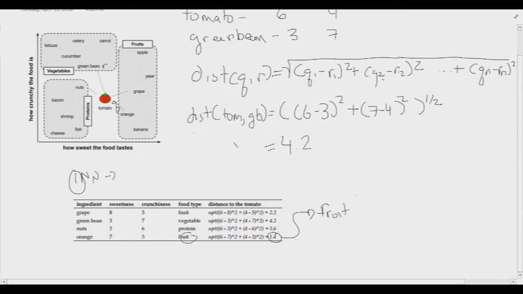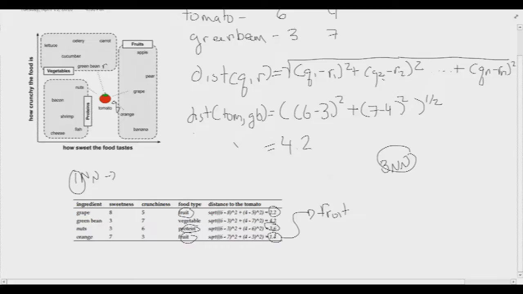Now let's say we used instead a higher K value. So how would we do that? Well, it just changes the weighting. You still have to calculate all the distances. Let's use 3 NN. Now we will take the 3 nearest neighbors. So that'll include the orange, the fruit. Who is the second nearest neighbor? The second nearest neighbor is the grape. And the third nearest neighbor is nuts, and that's a protein.